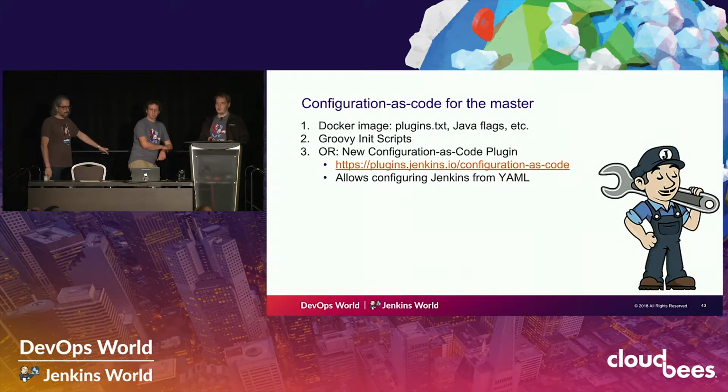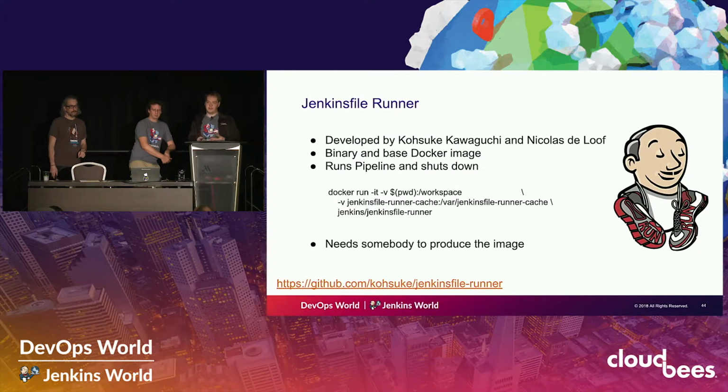So configuration as code. Actually, there are two ways to do configuration. One is Groovy init scripts. It's something old but widely used. One week ago, there was a new configuration as code plugin released. Nicola and Evelina are going to present it tomorrow, I guess. This is one of the new ways to configure everything in YAML. And also there are features in Docker packages like plugins.txt, Java flags, etc., which you also can configure in your configuration flow. But now you need to somehow run these things.